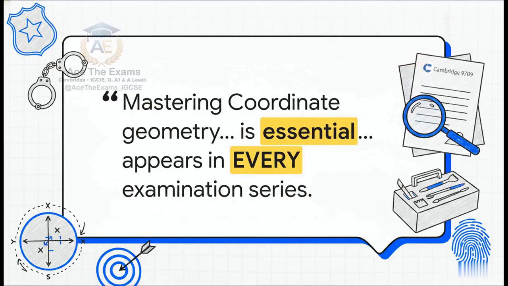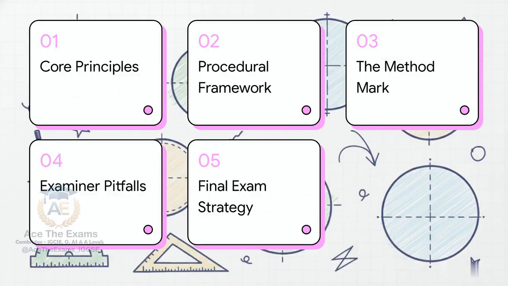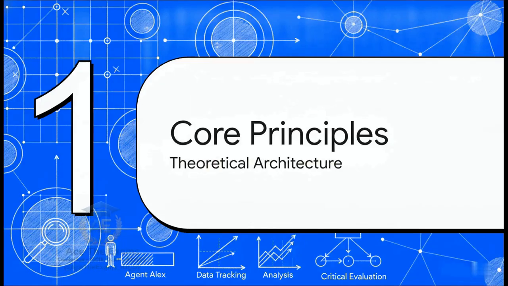And honestly, knowing this gives us an incredible tactical advantage. We know exactly where the suspect is going to strike. We know the territory. We just need to perfectly engineer our defensive response so we can secure every single available mark when the time comes. Here is our clear, structured case roadmap for today. We'll start with the core principles of circle equations, move into the 5-step procedural framework, talk about mastering the method mark, break down top examiner insights and pitfalls, and finally, lock in your final exam strategy. Let's start the clock and move into Section 1, Core Principles of Circle Equations, Building the Theoretical Architecture.